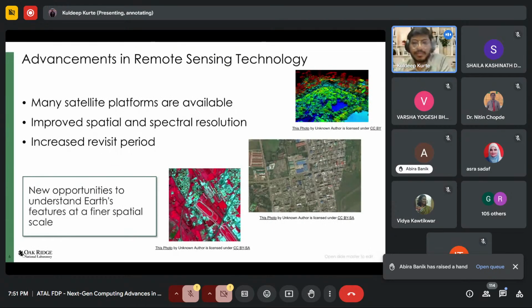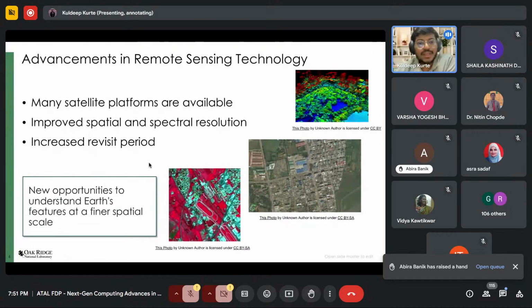We typically see Google Earth images or Google satellite images, so we know that we can see the building rooftop. That was because of the advancement in satellite sensor technology, and that development in sensor technology led to capturing high resolution data, which basically led to generating more remote sensing data.